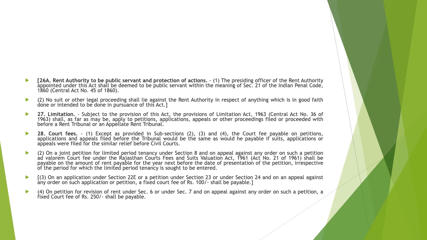Section 26A is the rent authority to be a public servant and protection of actions. The presiding officer of the rent authority appointed under this act shall be deemed to be a public servant within the meaning of Section 21 of the IPC 1860. No suit or other legal proceeding shall lie against the rent authority in respect of anything which is done in good faith or intended to be done in pursuance of this act. Section 27 is talking about the limitation. Then Section 28 is talking about the court fees.